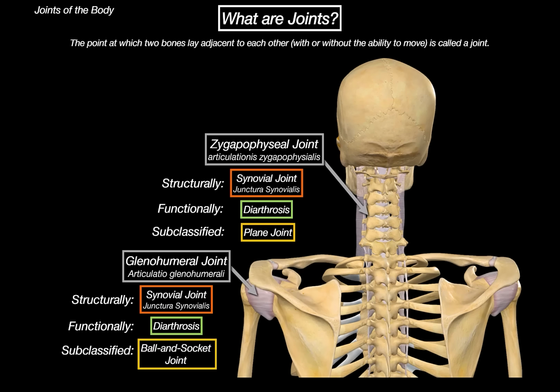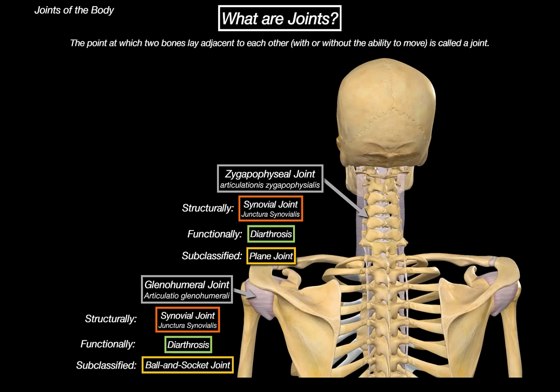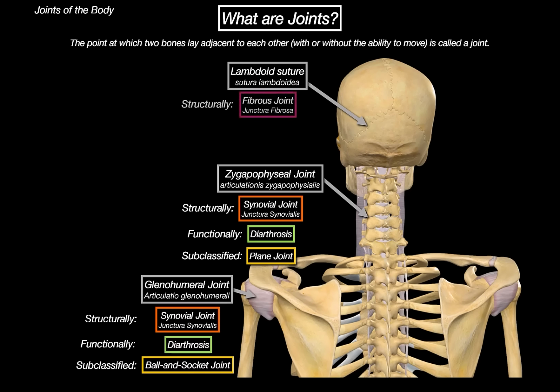Okay, let's take another example. In the skull, we have sutures, or the lambdoid suture is what we're pointing at specifically now. Structurally, it's a strong fibrous joint, and functionally, a synarthrosis, meaning a joint that does not move. Does it make a little bit more sense why we classify joints now?